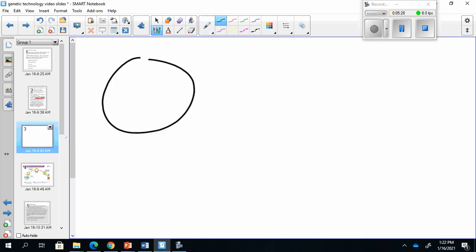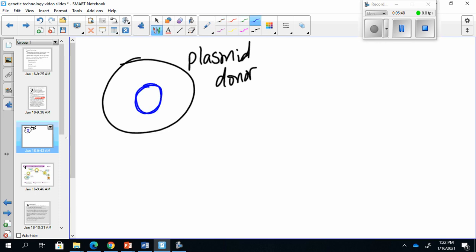So we're going to say that this is my plasmid donor. And I'm going to make my plasmid donor have blue plasmids. Okay. I'm going to treat it with a restriction enzyme. So now it's like this. It's open. It has those sticky open spots.